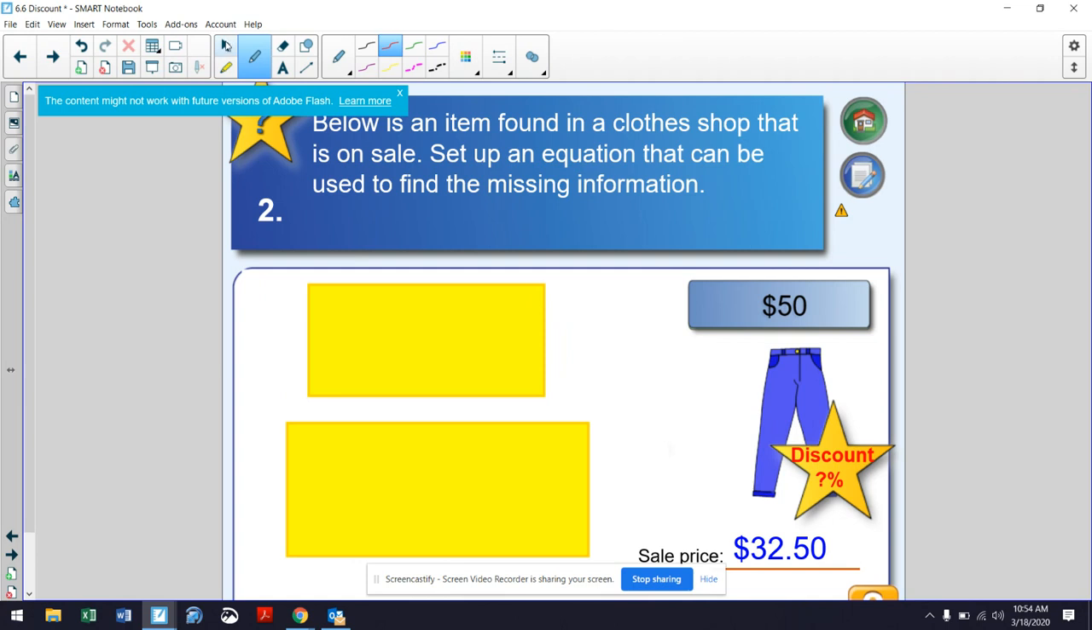So for this one, we have a pair of pants that cost $50. We bought them for $32.50. What was the percent of discount that we got it at? Definitely got a discount if we only paid $32.50. So look at your formula sheet to figure out which of the three formulas you're going to use.